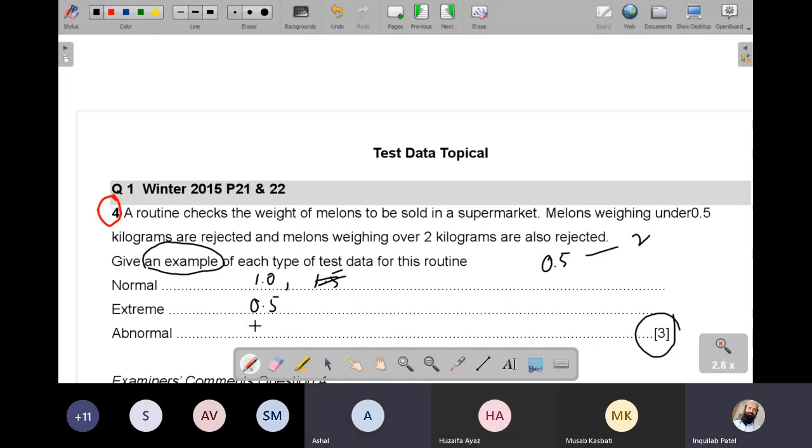And abnormal: 2.5. All these are abnormal.